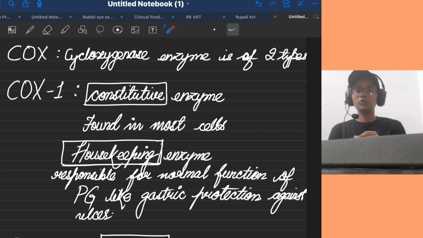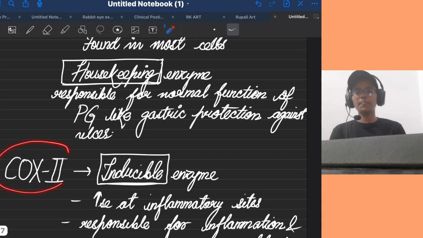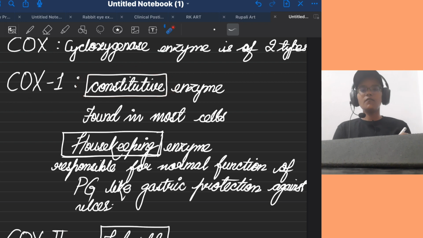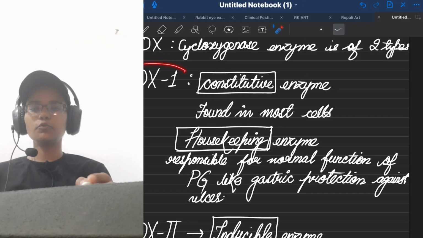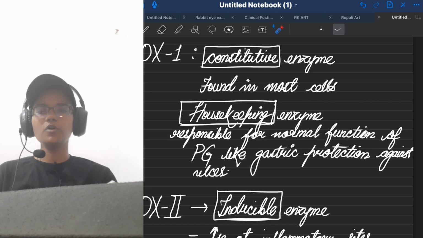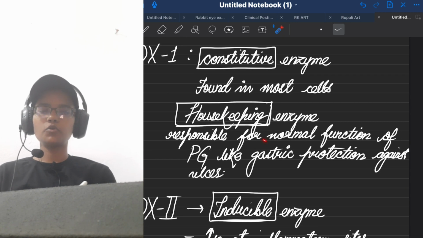COX, cyclooxygenase enzymes, are of two types, COX-1 and COX-2. COX-1 is constitutive, meaning it is always present, found in most cells. It's also called the housekeeping enzyme, responsible for normal function of prostaglandins like gastric protection against ulcers.